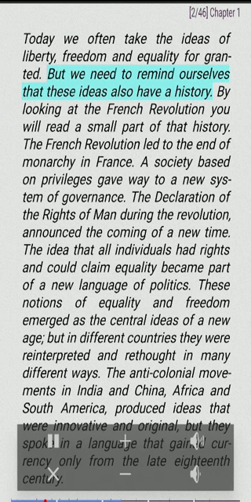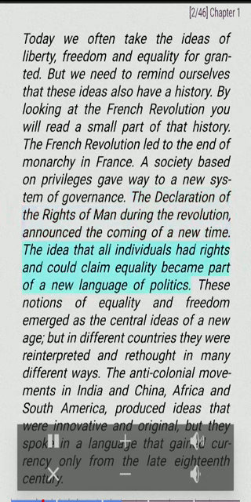Today we often take the ideas of liberty, freedom, and equality for granted. But we need to remind ourselves that these ideas also have a history. By looking at the French Revolution, you will read a small part of that history. The French Revolution led to the end of monarchy in France. A society based on privileges gave way to a new system of governance.